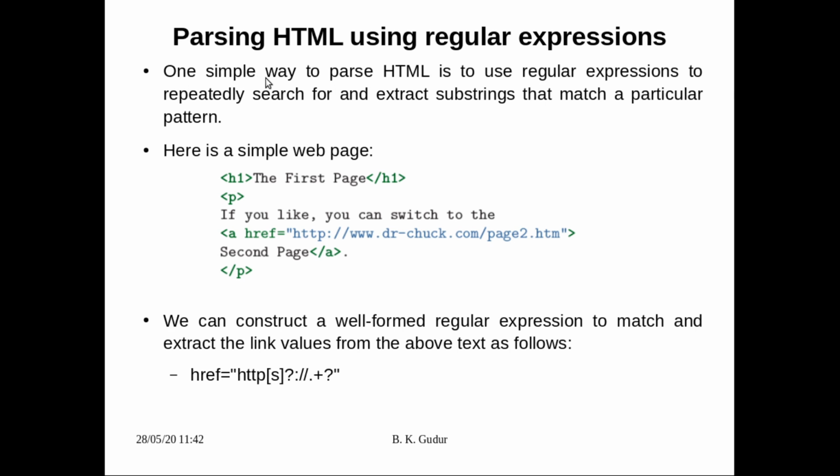One simple way to parse HTML is to use a regular expression to repeatedly search and extract the substrings. Here is a simple example of a web page. Dear students, if you are not familiar with HTML, just look at this; it is very simple, and later you can search for an example of an HTML page. This H1 indicates the header: this is the start of the header, and slash H1 indicates the end of the header. The title of the header is the first page, and P indicates a paragraph.